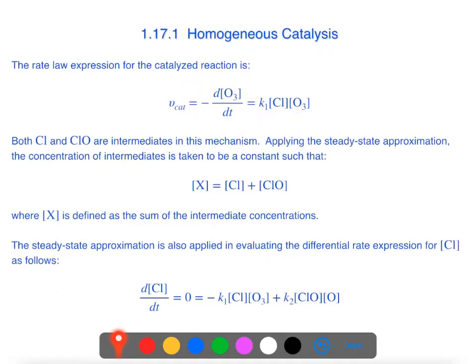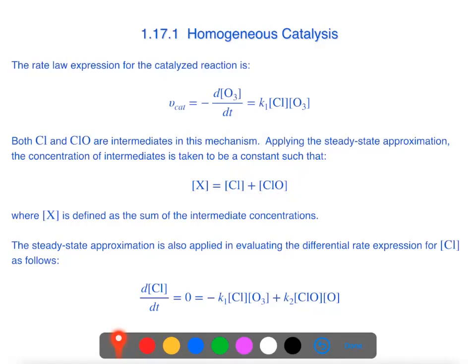Now, in this mechanism, both chlorine and the chlorine monoxide are intermediates. So if we apply the steady state approximation, the concentration of intermediates is taken to be a constant, such that we can use the symbol X to represent a sum of those intermediates. So the sum of the intermediate concentrations is equal to the sum of the chlorine atom concentration and the concentration of chlorine monoxide.